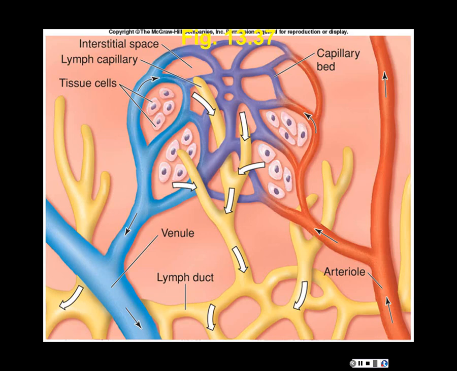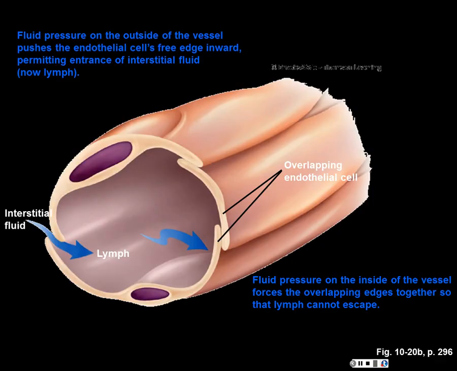It's also a one-way type of transport. They're not going to filter, they're only going to absorb fluid and proteins, etc. The way they do this is based on their structure, because structure dictates function. The cells of the lymphatic vessels are not adhered together, but actually overlap one another, so that they're like one-way little doors.